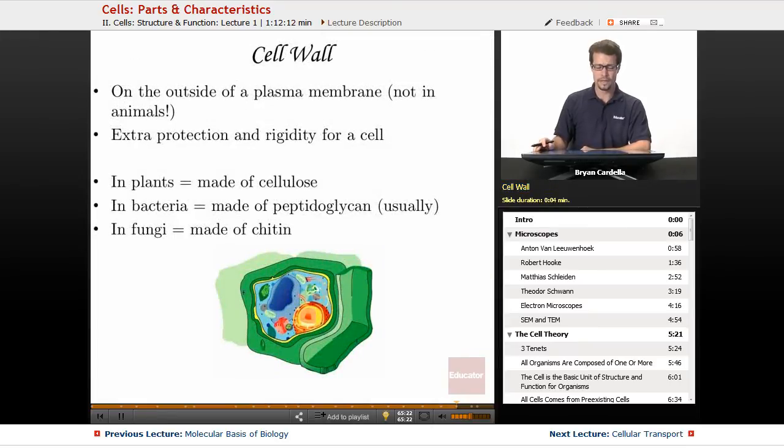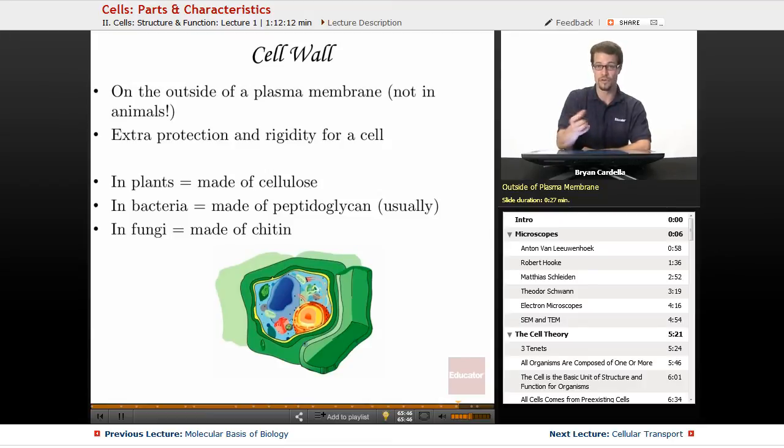Cell wall. It's on the outside of the plasma membrane, not in animal cells. You would never see a cell wall in animal cells. They tend to be more kind of rounded in shape. It really does depend on which cell. Something like a neuron would be very long. But plant cells like this image here, this computer-generated image, is very boxy thanks to the cell wall.